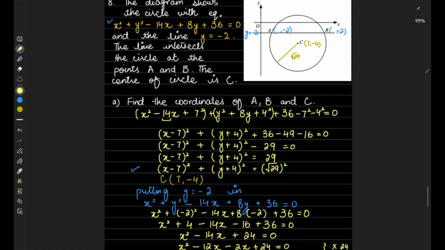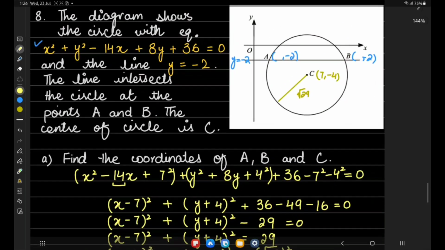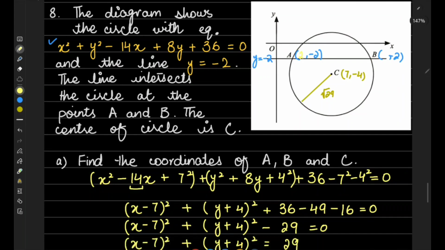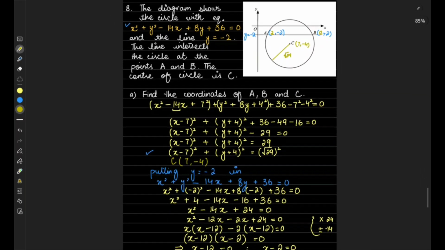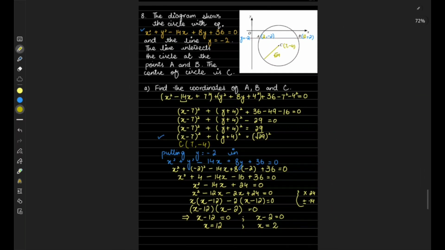Now represent these points. Obviously point A will have x coordinate 2, and B will have 12. So this is how we got the coordinates of points A and B, and C as well. Okay, now let's move on to part B.